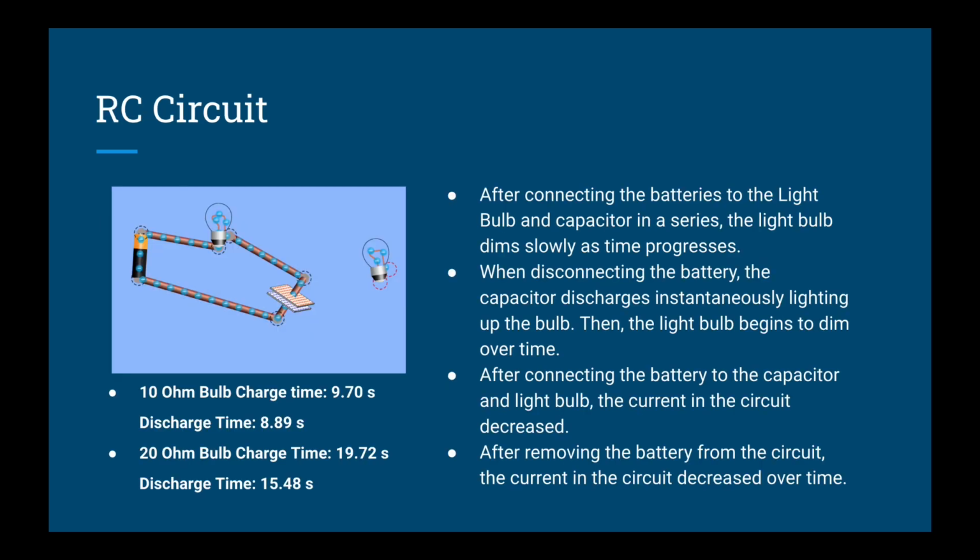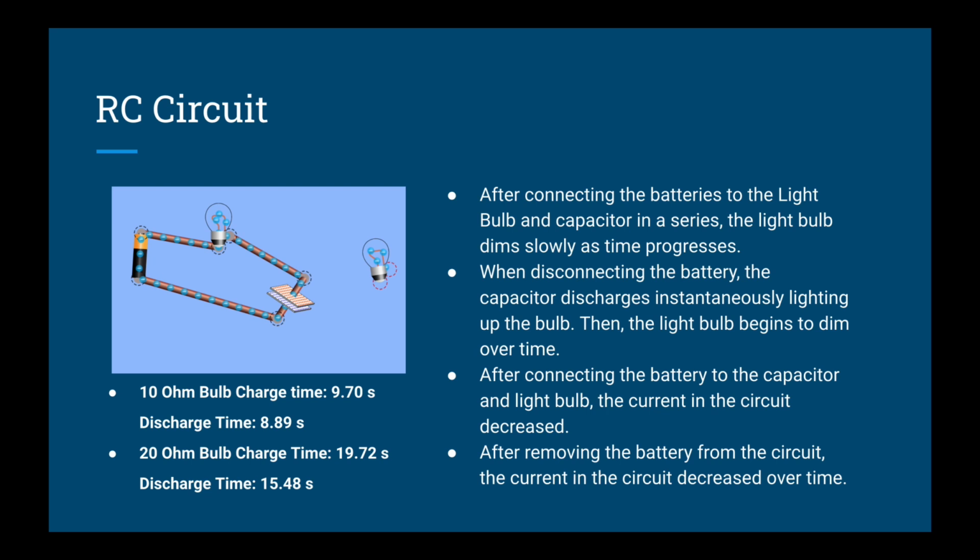For the RC circuit, after connecting the batteries to the light bulb and capacitor in series, the bulb starts bright and slowly dims as time progresses. When the battery is disconnected, the capacitor discharges, lighting up the bulb, which then begins to dim over time. After connecting the battery to the capacitor and light bulb, the current in the circuit decreased. After removing the battery from the circuit, the current in the circuit decreased over time.